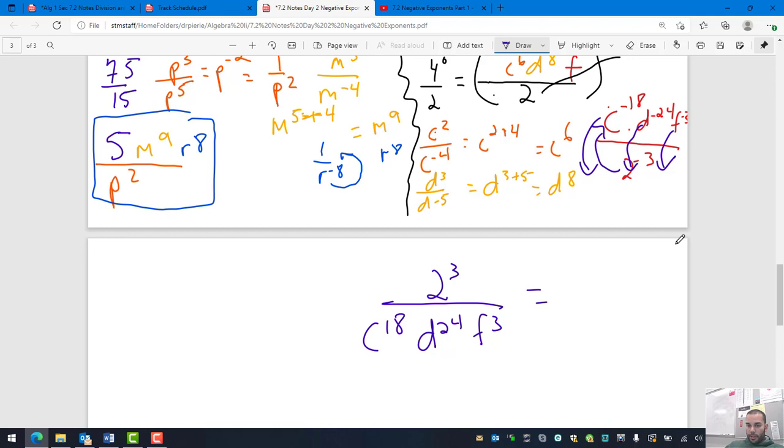If we have 2 to the third power, that's the exact same thing as 8. And then pretty much everything else stays the exact same in the denominator. c to the 18th, d to the 24th, f to the third.